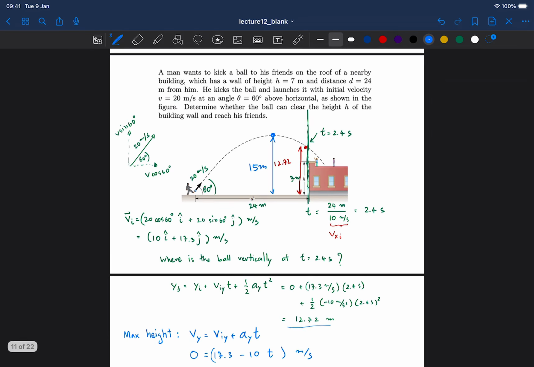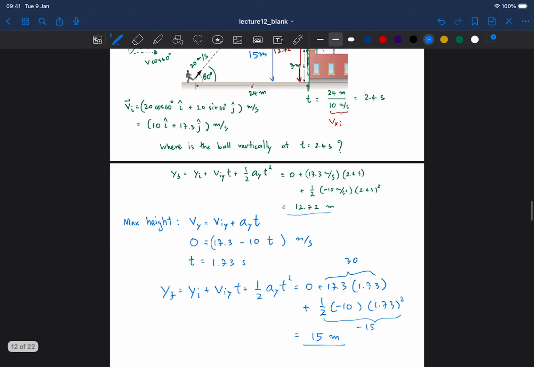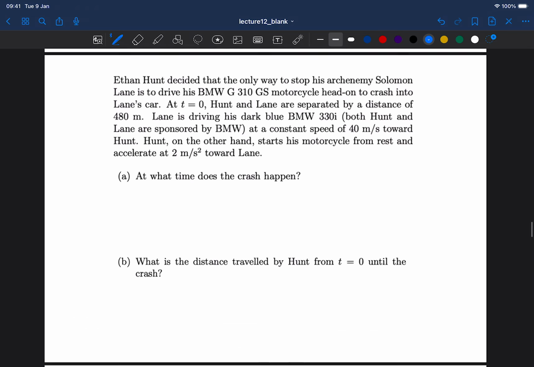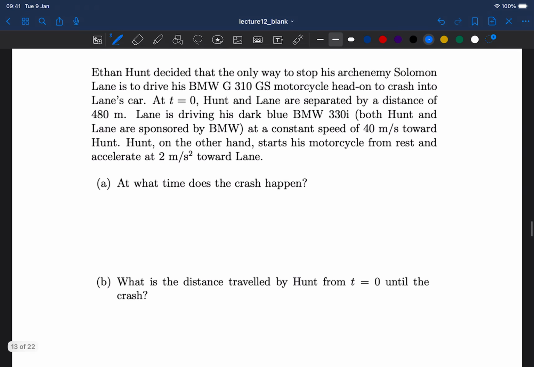Okay, let's move on. So this is one of the past exam questions where we have two things heading towards each other. So we have Ethan Hunt, which is Tom Cruise, and Solomon Lane going against each other like this.